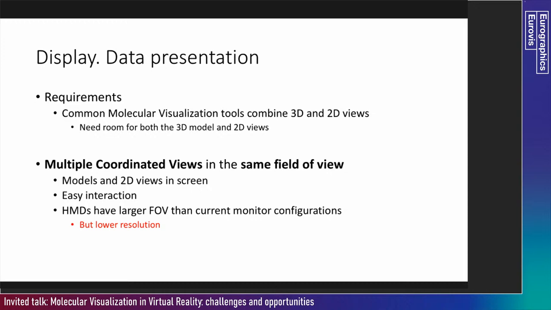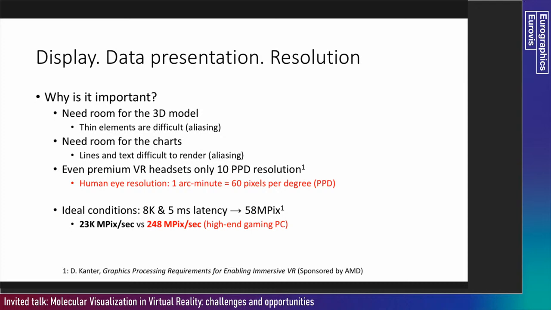Why is this important? Because, as I said, we need room for the 3D model, we need room for the charts, and the problem is that since the resolution is quite limited in HMD devices, elements that could be visible on a monitor are very difficult to perceive in those devices because of aliasing, for instance. So if we have thin elements or text, we need to render them at a much larger size than we would on a monitor, because otherwise the aliasing effect makes the visualization quite uncomfortable.